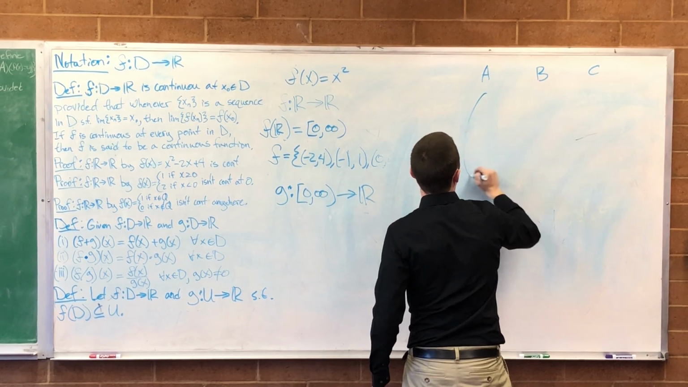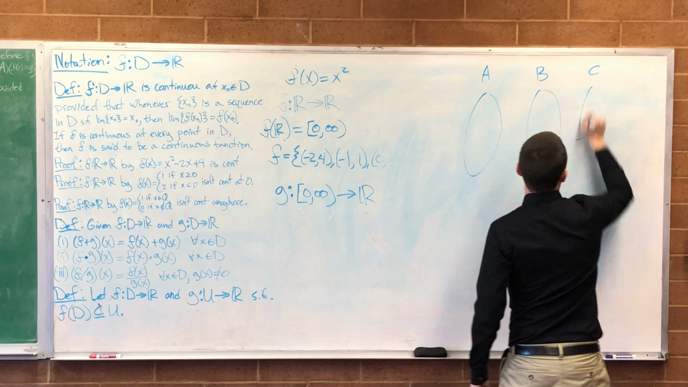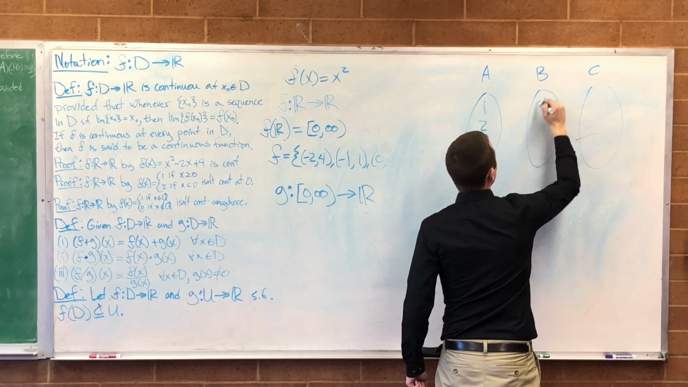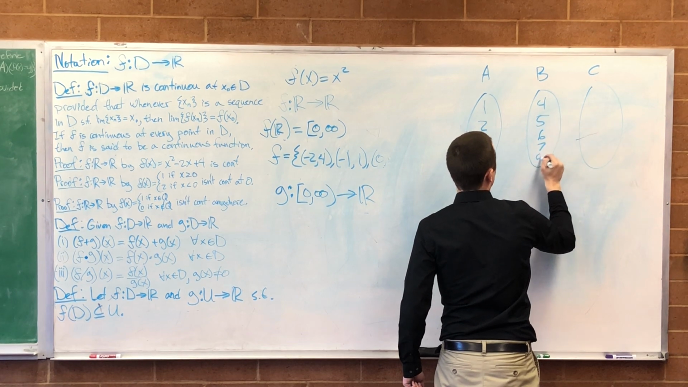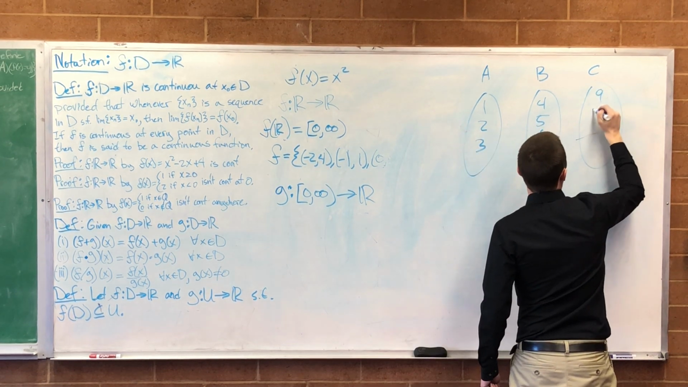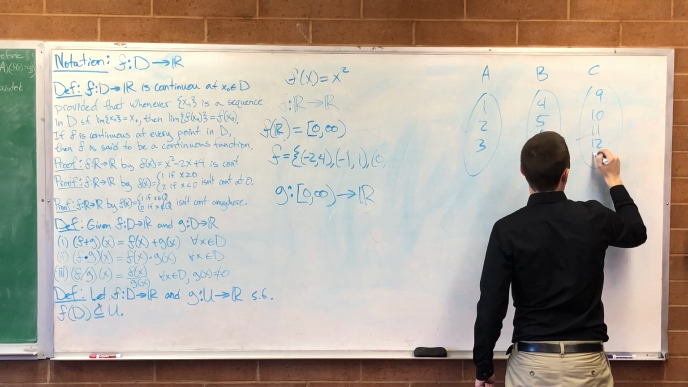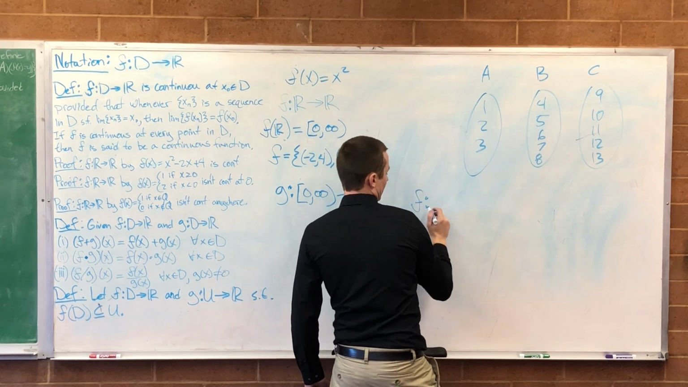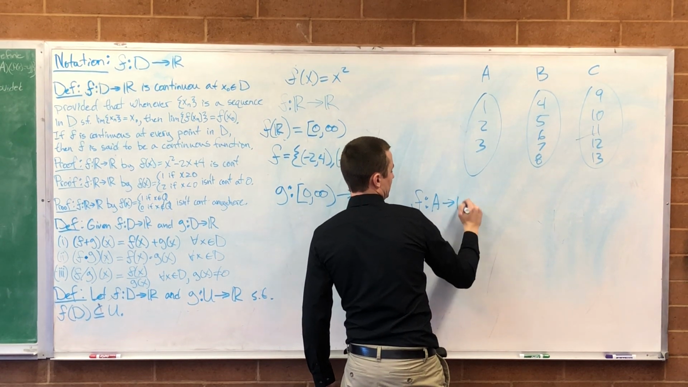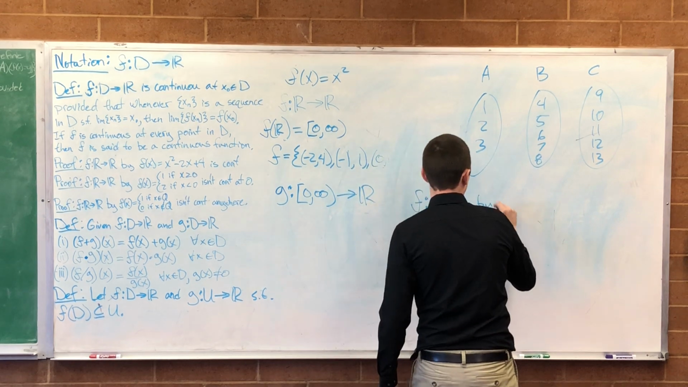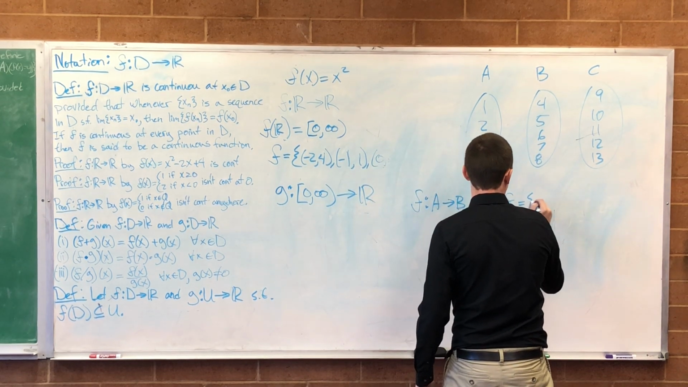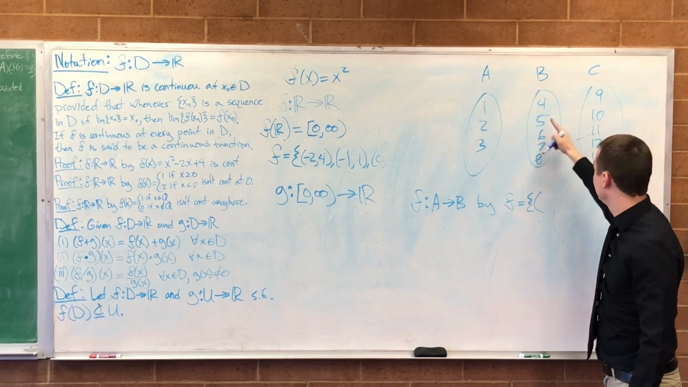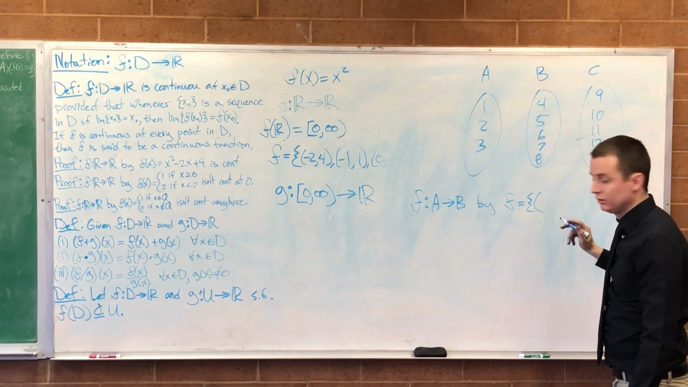and we'll make the set A: 1, 2, 3. We'll make the set B: 4, 5, 6, 7, 8, and we'll make C: 9, 10, 11, 12, 13. So now I may create a function f from A to B by f is equal to. If f is a function from A to B, it has to map everything in A to something in B.